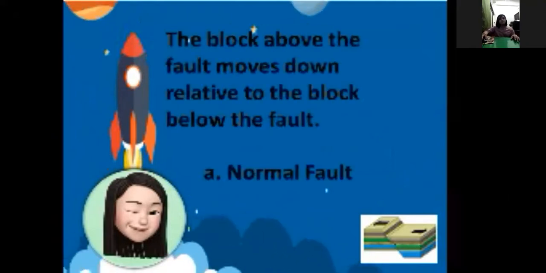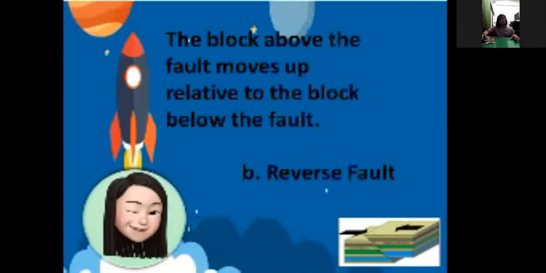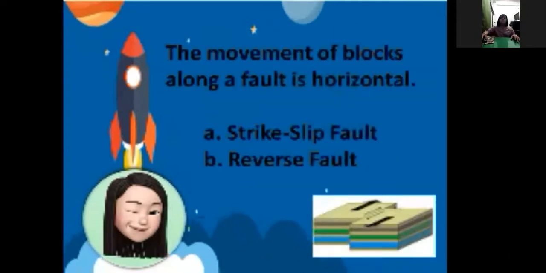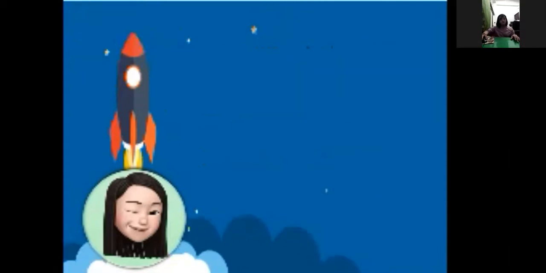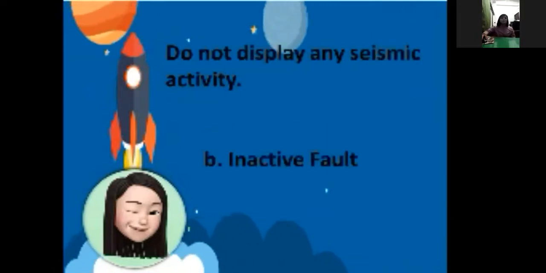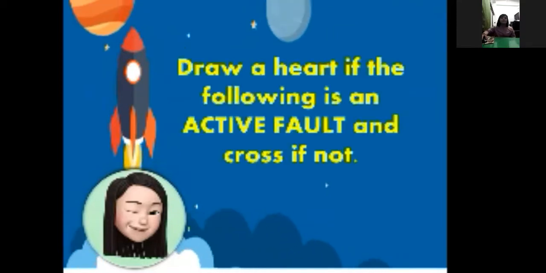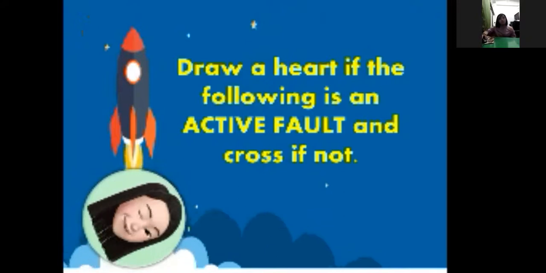Okay, number 2. Number 3. Number 4. Number 5. Number 6. Number 7. Draw a heart if the following is an active fault and a cross if not.